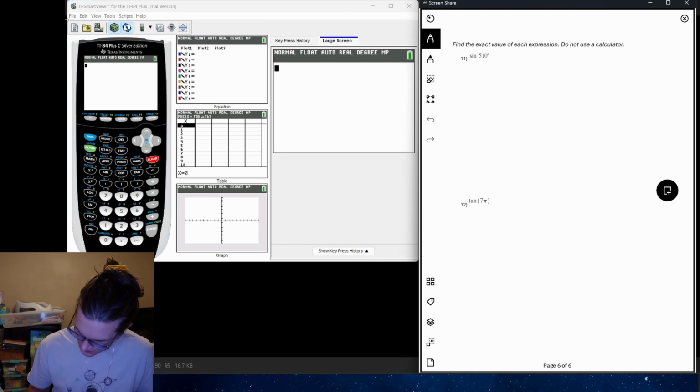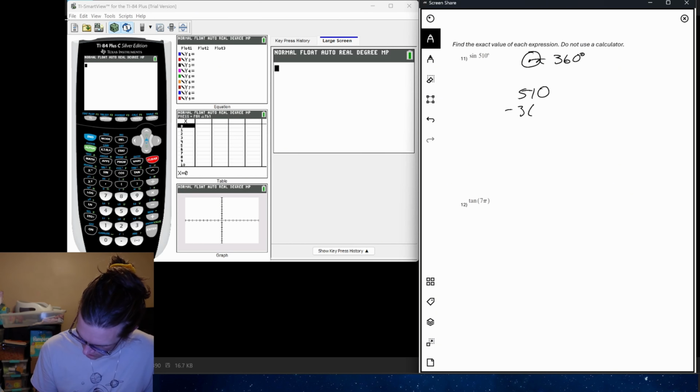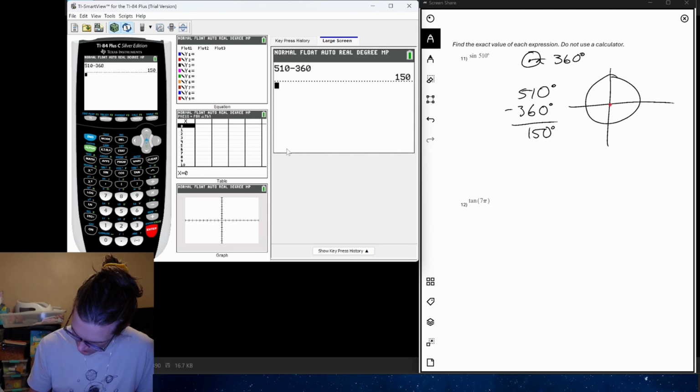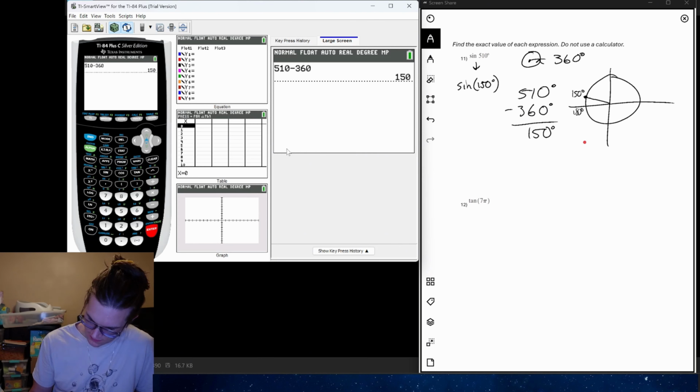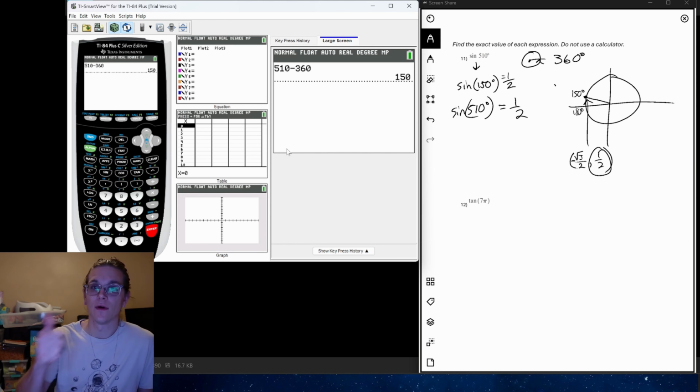All right, find the exact value of each. Same deal. An entire circle is worth 360 degrees. So 510 minus 360 leaves us with 150. Put our units on there, meaning our answer is sine of 150 degrees, which is 30 less than 180 over here, right? This is 180, this is 150. The sine of this is the y-coordinate of this, which is 1/2. The y-coordinate is 1/2. So this is 1/2, this is 1/2, right?